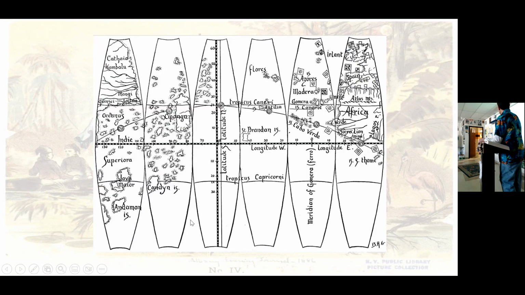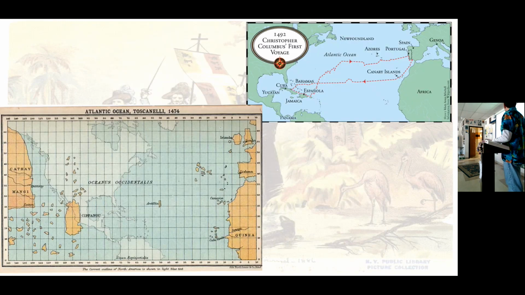That is pretty close to Toscanelli's map. Now, I know it looks weird, but he's envisioning a globe and then spreading it out. And so let's take another version of that map. This is the map Toscanelli gave. This is the map Columbus had. So here's Spain.